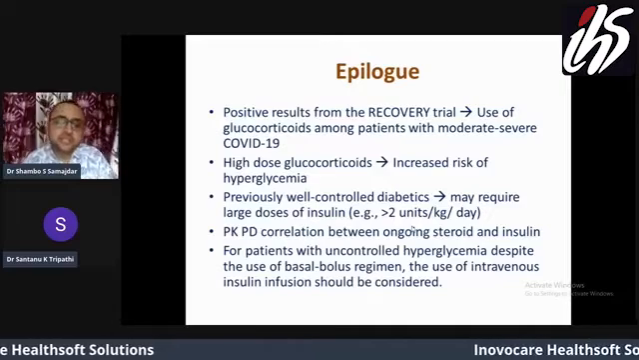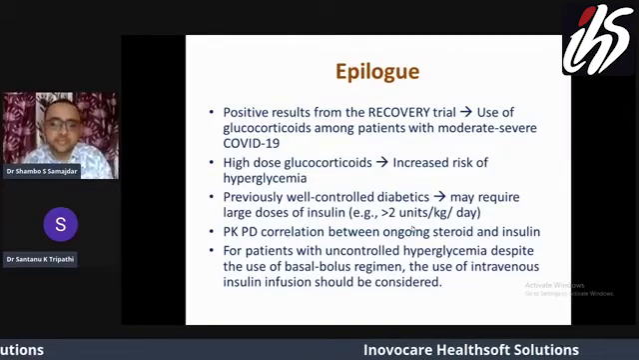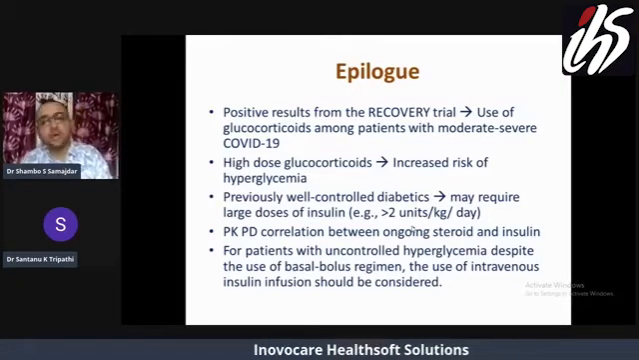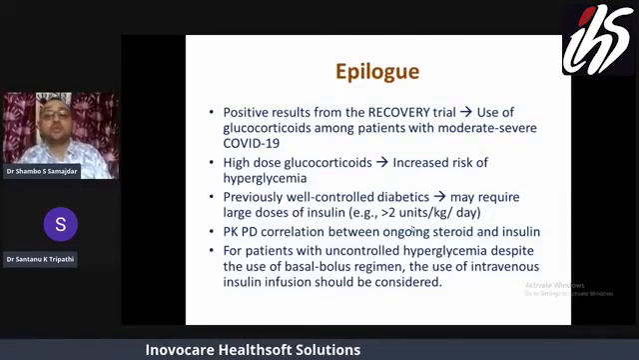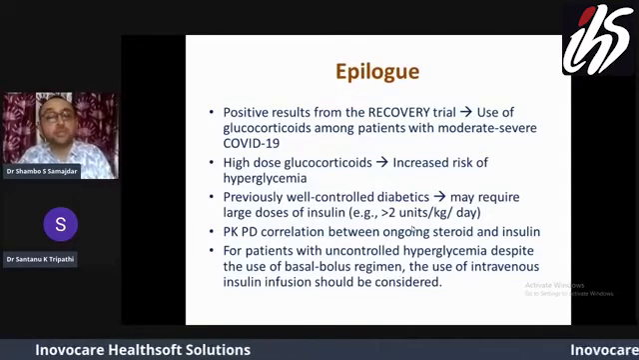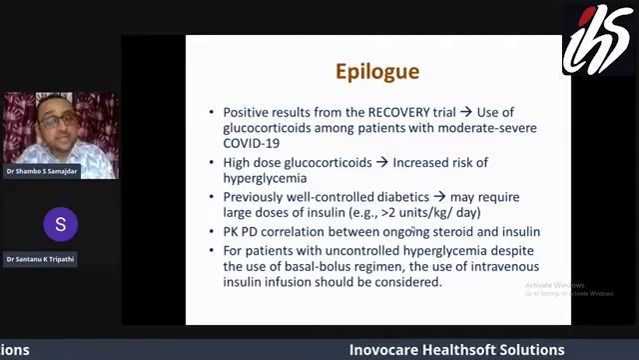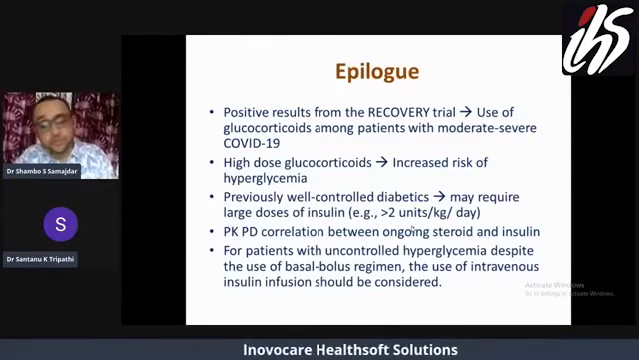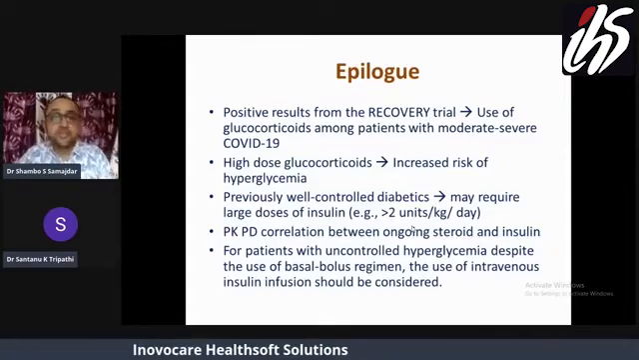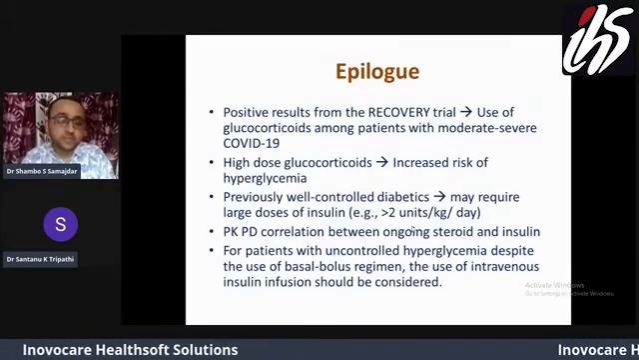So for patients with uncontrolled hyperglycemia despite the use of a basal bolus regimen, the use of intravenous insulin infusion should be considered, and there should not be any delay in starting intravenous insulin infusion. And there are beautiful protocols for how to use insulin infusion.